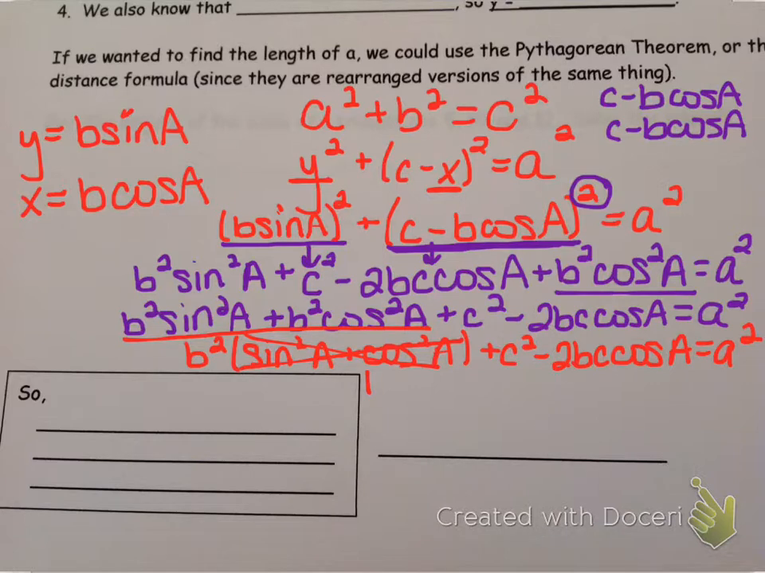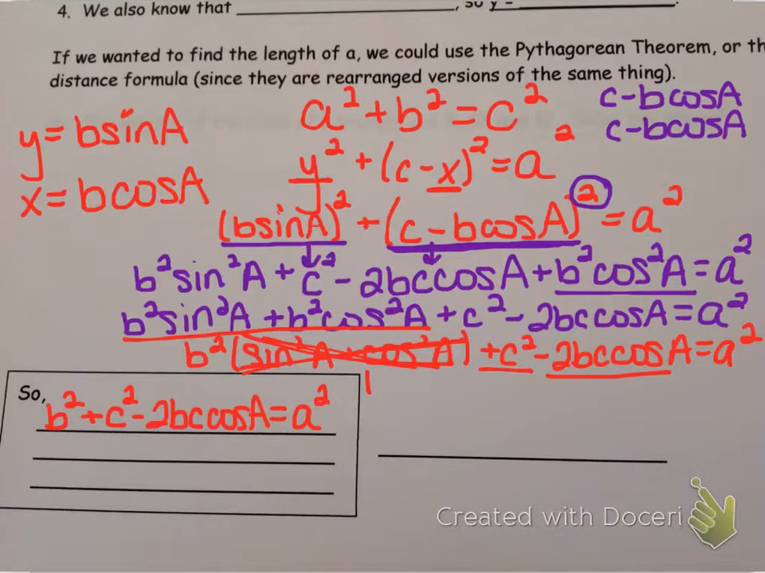So what we have is, this whole thing is just b squared, because it's times all of this, which is just 1, it just goes away. Then we have the plus c squared right there. And then we have the minus 2bc cosine of A, and it's equal to a squared.